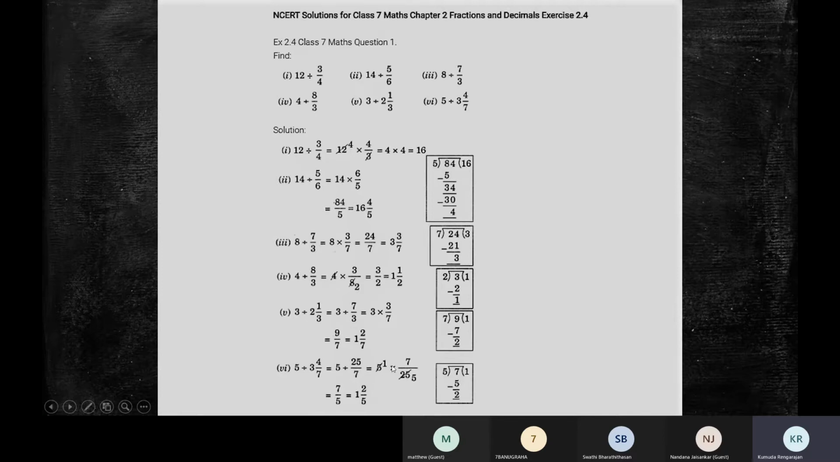Division becomes multiplication. And then this 5 is in the numerator. So 5 from the numerator and 25 from the denominator, we are simplifying. And then it is 7/5, because 1 into 7, 1 is in the numerator. 7 divided by 5, mixed fraction 1 2/5. You should be fine with this.